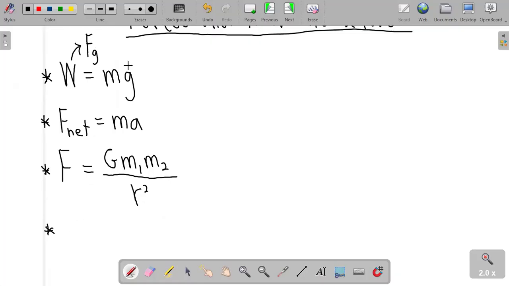We can find g here, which is the gravitational acceleration on the surface of a planet. We say G, and then we take the mass of that planet and divide by the radius squared of the object.